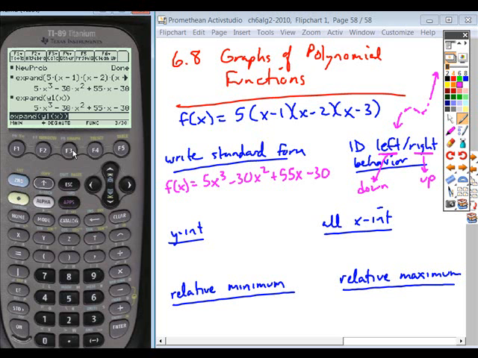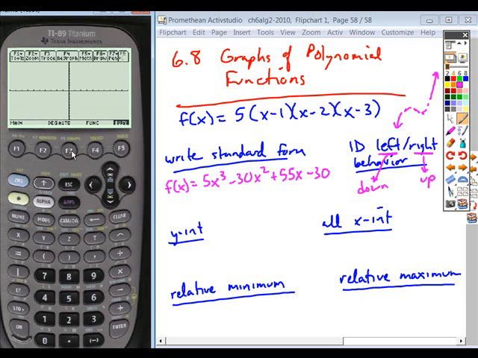And now, at the same time, since that's now in our y editor, we can look at the graph, and this tells us what the left and right behavior looks like. So I can see right here, left goes down, right goes up. Okay. So it gives you a lot of information from that.